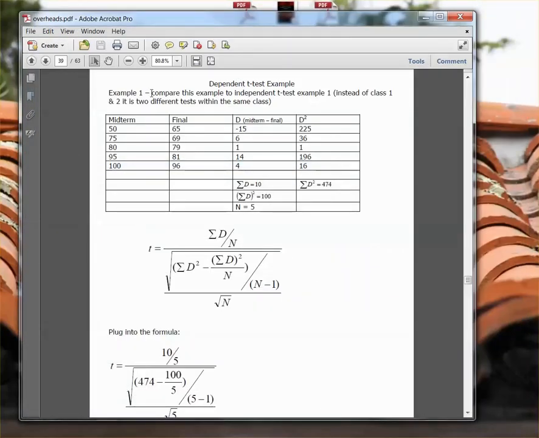So in this example, we're still doing test scores, but instead of two different classes, let's suppose that we have one class that was assessed at two different times, say like a midterm and a final. So it's the same class, same people in that class, but they were observed twice. Now we have observations from each person on two different occasions, right? So this is the same data as we used in our independent t-test example.